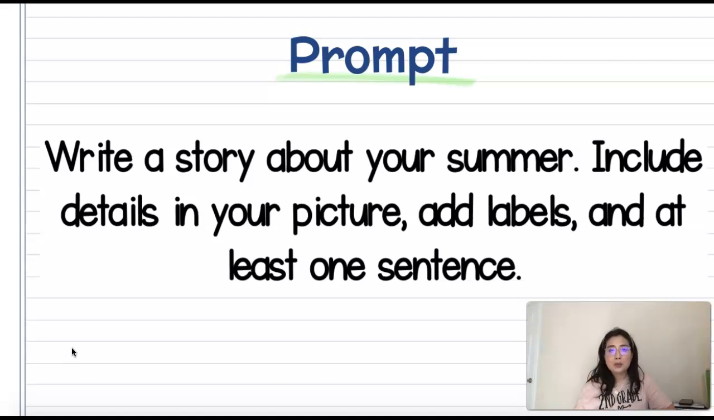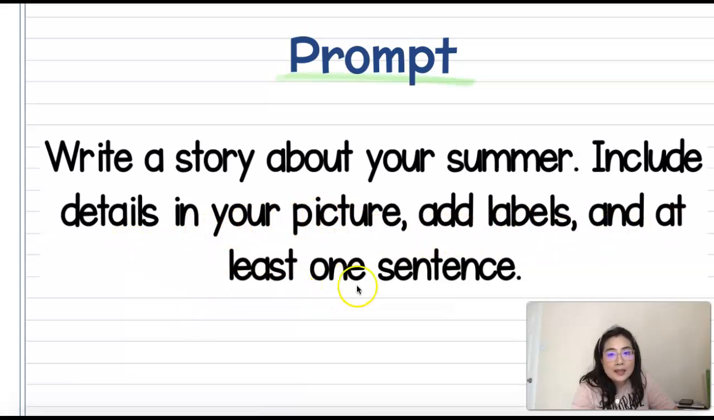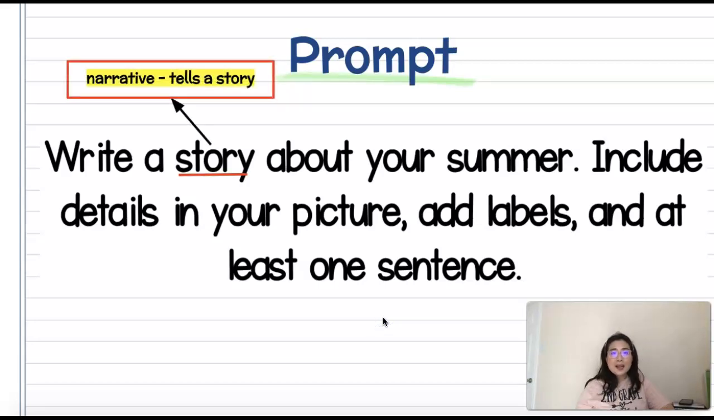Here, I'll show you. First, I'm going to read the prompt. Write a story about your summer. Include details in your picture, add labels, and at least one sentence. So now I'm going to annotate. The first word I'm going to annotate is story, because that tells me that I am writing a narrative, because narrative is just a fancy word for telling a story.